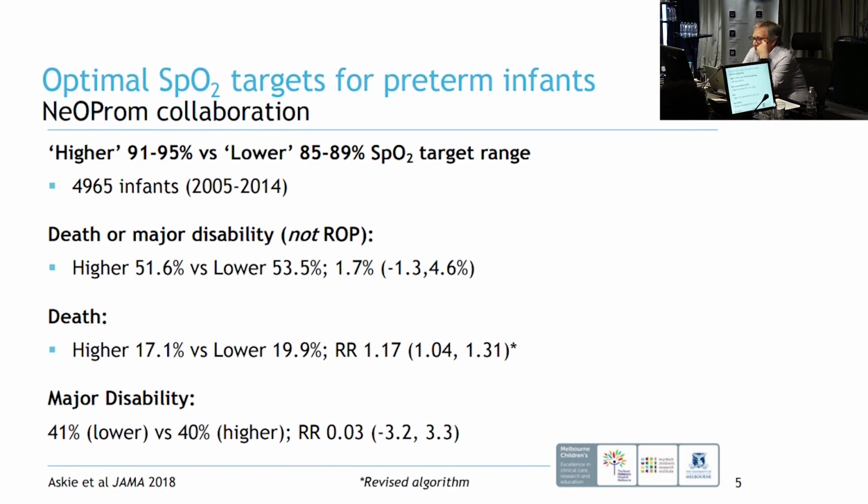Interestingly, though, death was lower in the higher oxygen saturation range. Again, not a huge difference, but it was a statistically significant difference. And I guess for many of us, death is probably an outcome measure that you would accept. Small differences are probably important. And major disability was roughly the same in all of these.